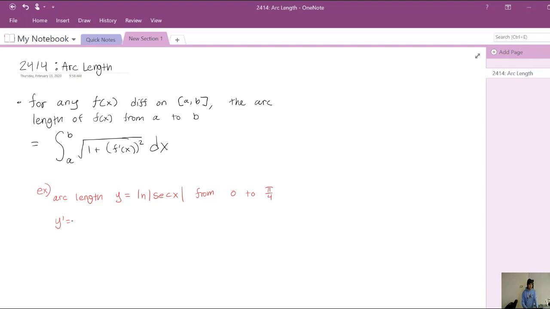1 over secant x, right? That's the derivative of the outside. What's the derivative of the inside? Secant x times tangent x. So it's 1 over secant x, times secant x tangent x, and if we do simple cancellation, that leaves us with tangent of x.